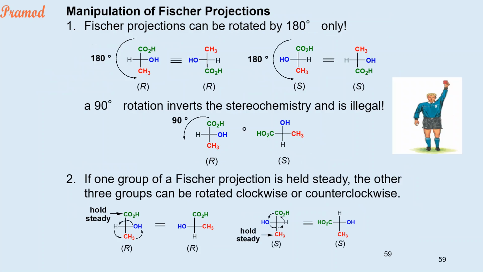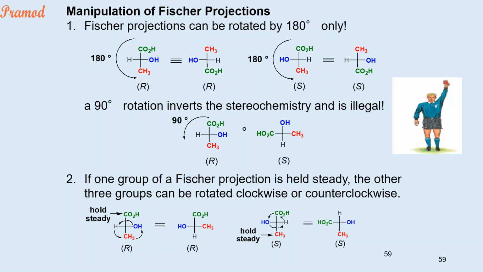Now what are allowed in your Fisher's projection formula? As I had earlier said, if you rotate along the axis by 180 degrees, your R configuration will always remain R. If you can see the structure, methyl goes up, COOH goes, but still your configuration remains the same. So if you have got an R configuration, and if you try to rotate it by 180 degrees, means two groups flip. The two groups flip their ends.